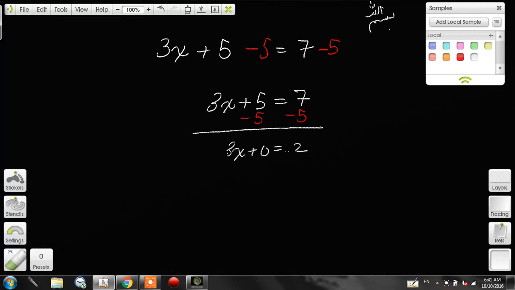Okay, so that's the third thing. So you do the opposite operation. Okay, so those are some of the basic concepts of solving an equation.